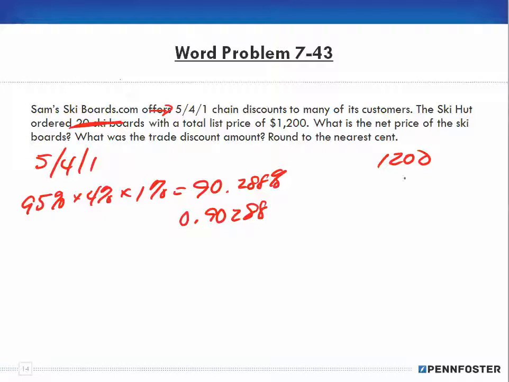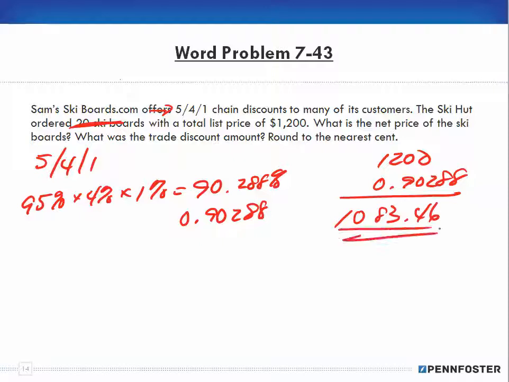So it's asking what is the net price of the ski boards? Well, if I have $1,200 and I multiply it by the 0.90288, that gives me $1,083.46 as my net price. What was the trade discount amount?